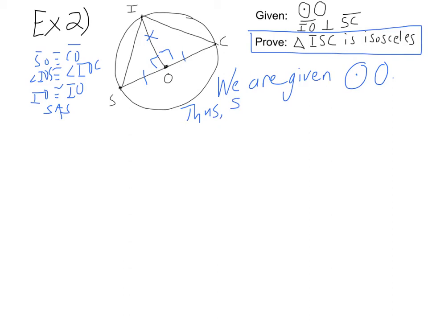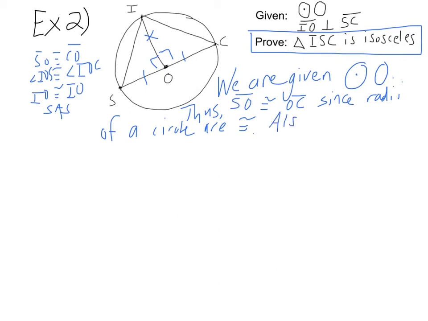Thus, SO is congruent to OC since radii of a circle are always congruent. Similarly, we are given that IO is perpendicular to SC. We know that perpendicularity gives us right angles.